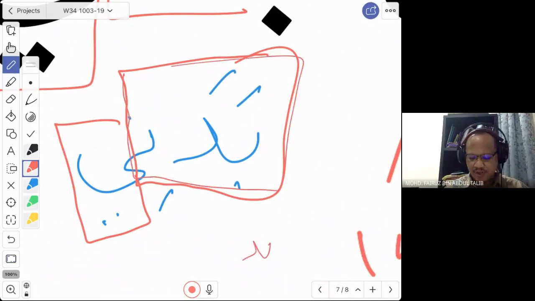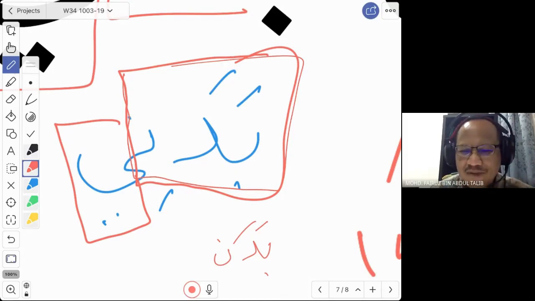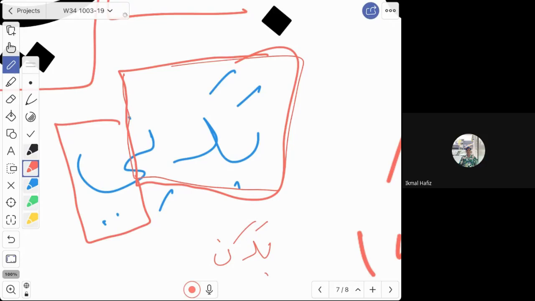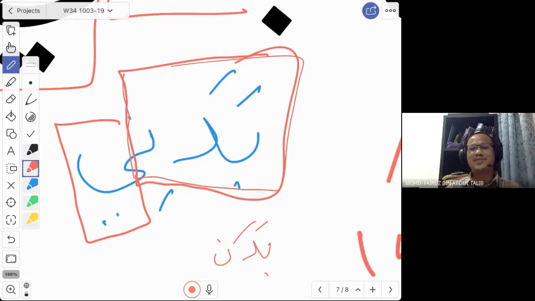So here the first word is badan. When you refer to the dictionary, you will get a meaning for the word badan. What is that badan? Can you guess what is badan? In Malay, we use that word, badan. Tubuh. Body. The body, yes.